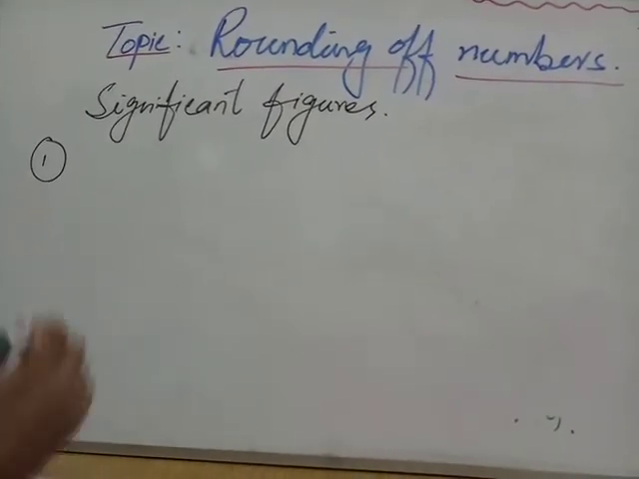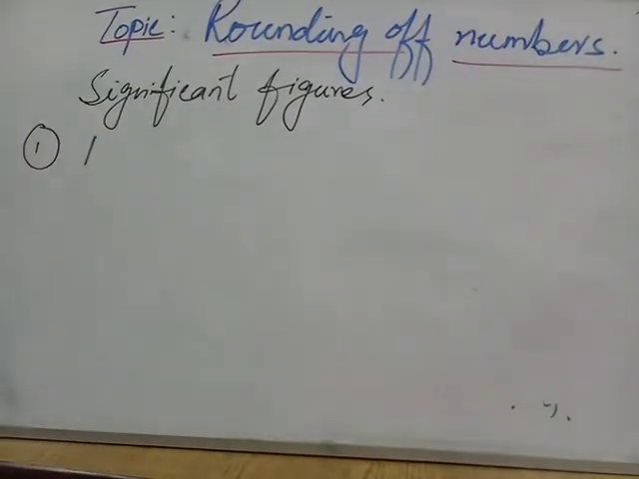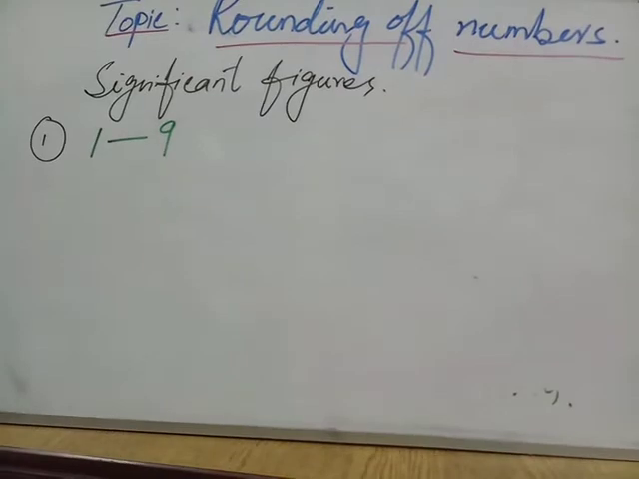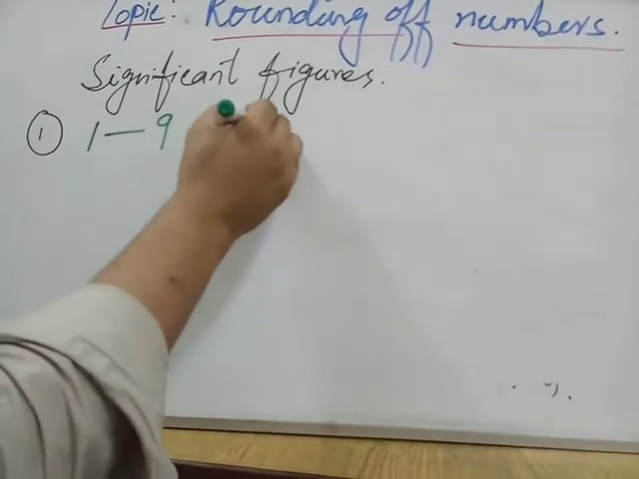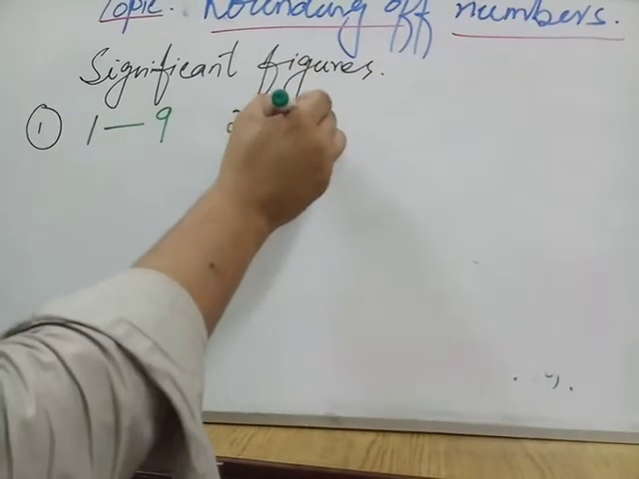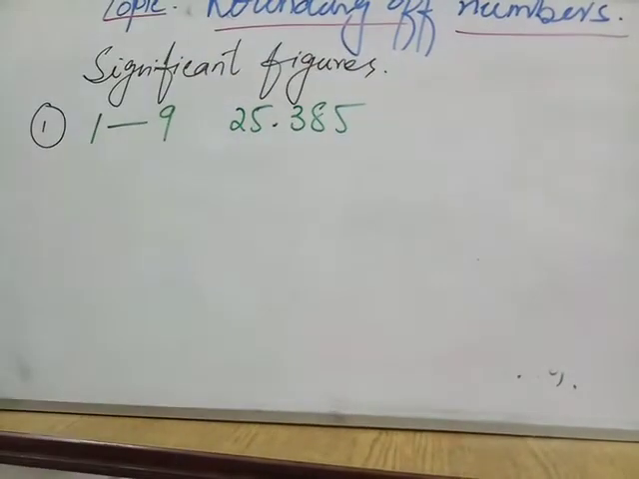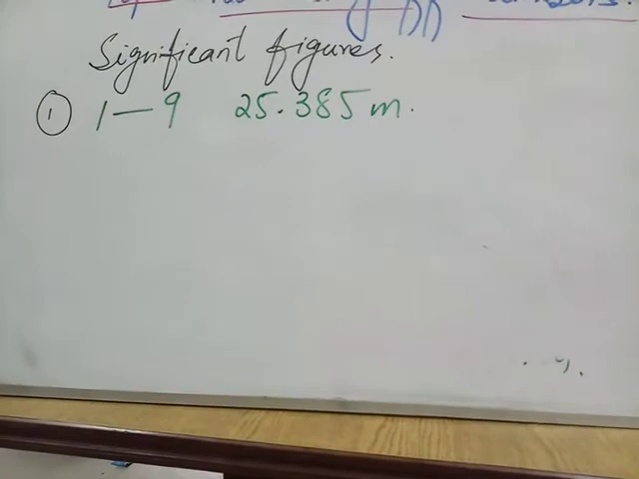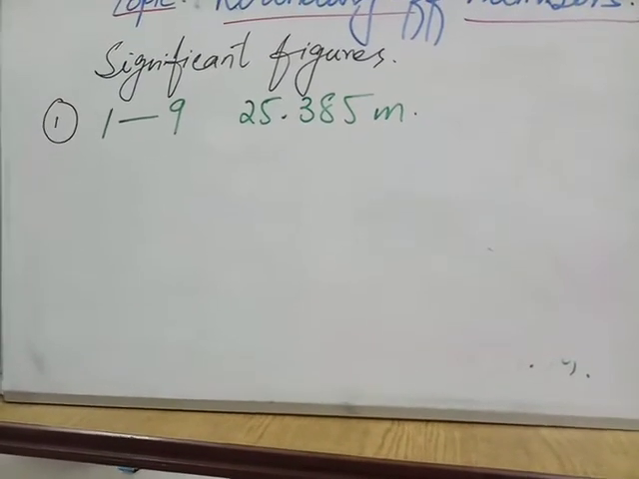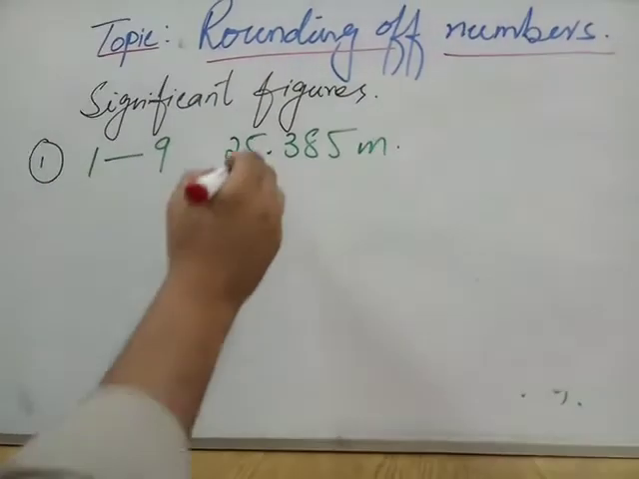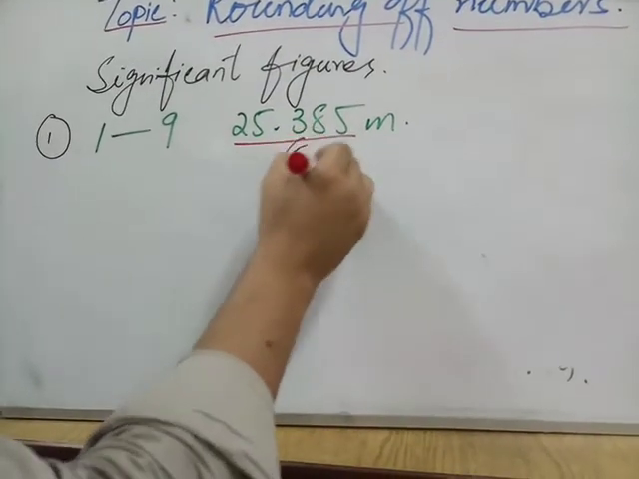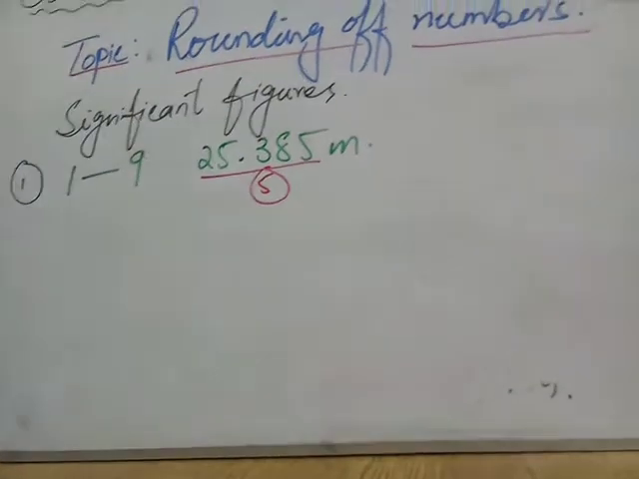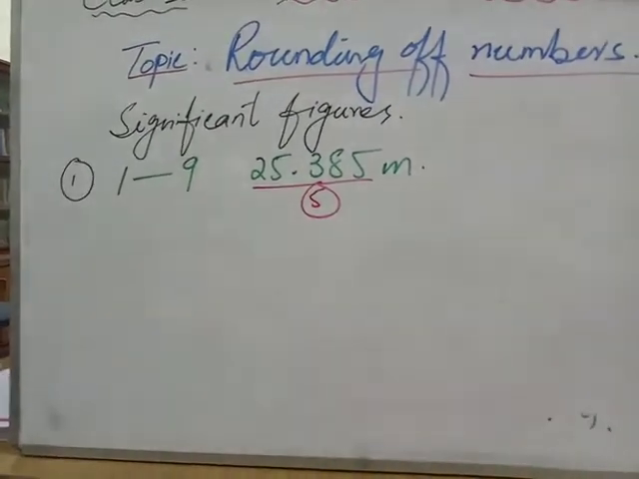First, all non-zero values are significant, like 25.385 meter is the value. So in this measurement there are 5 significant figures, 1 2 3 4 5. So all are significant figures.